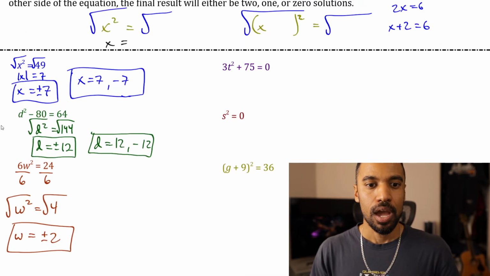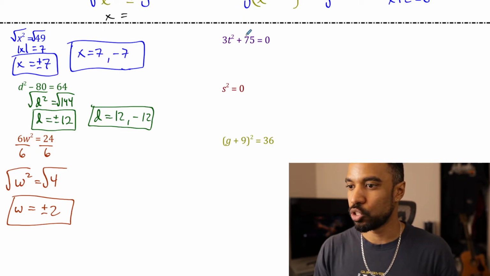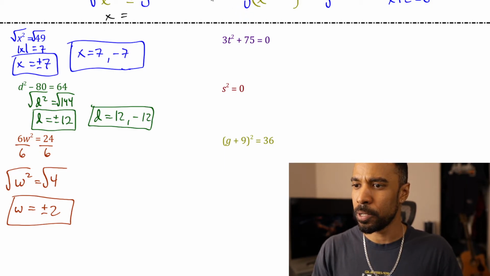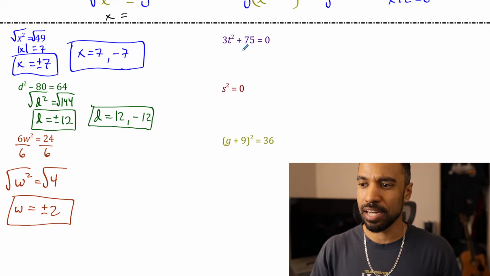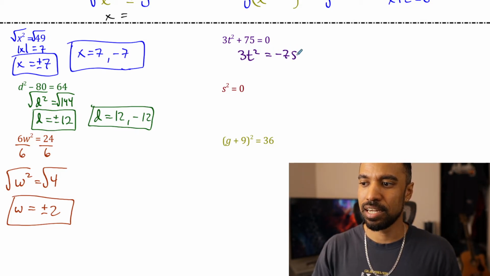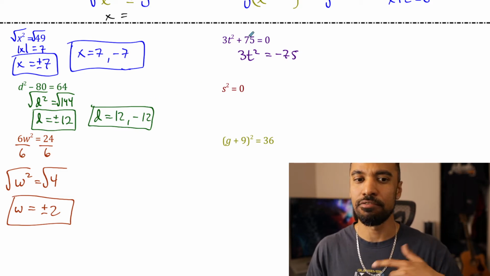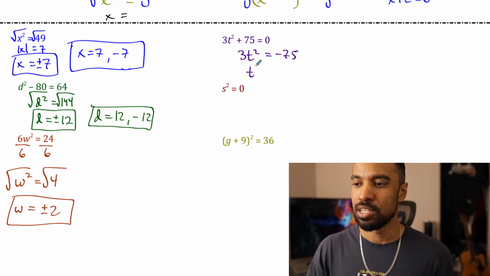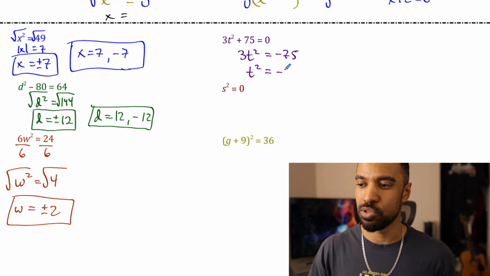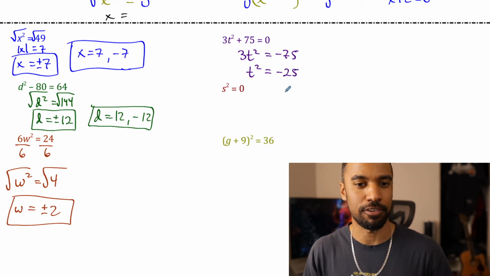Keep that in mind. All right, three more examples. 3t squared plus 75 equals 0. Now, it looks like I have two steps to do. I've got to subtract that 75 over, and then just like the last one, I'm going to divide both sides by 3. 75 divided by 3 is 25, so this is going to give me negative 25 here.